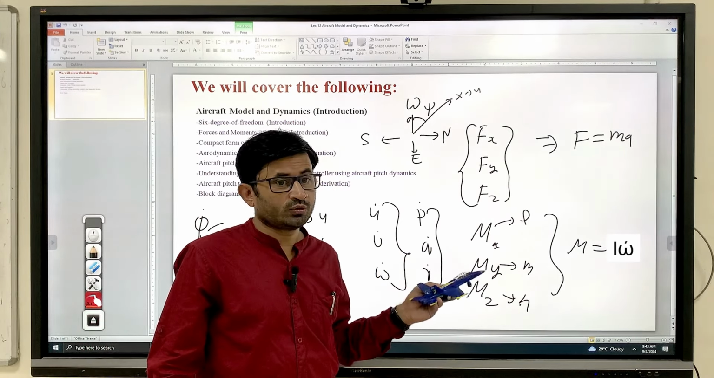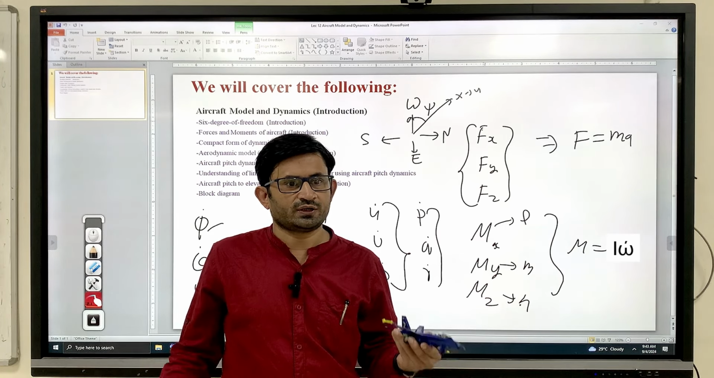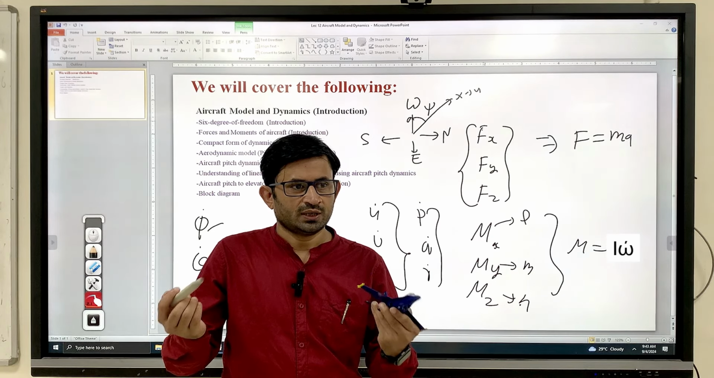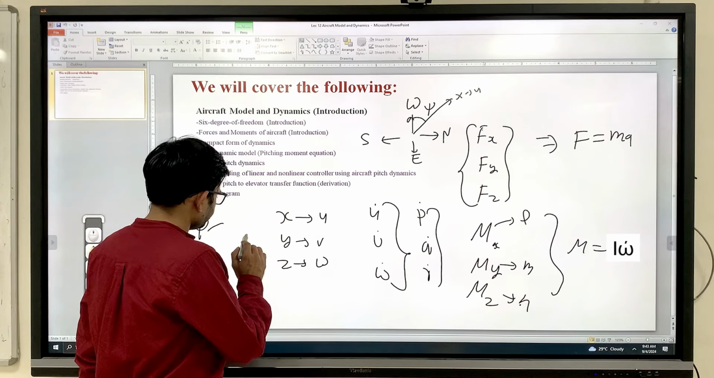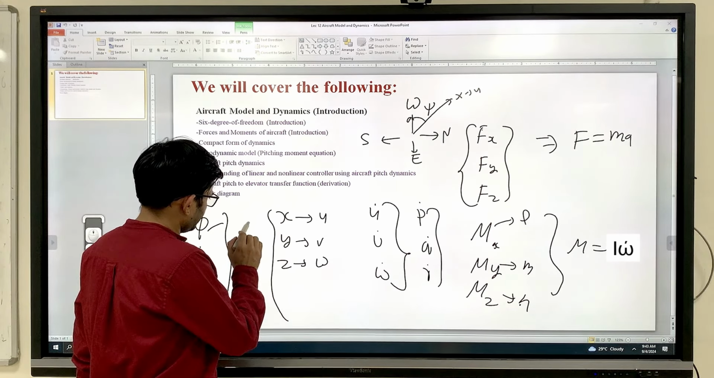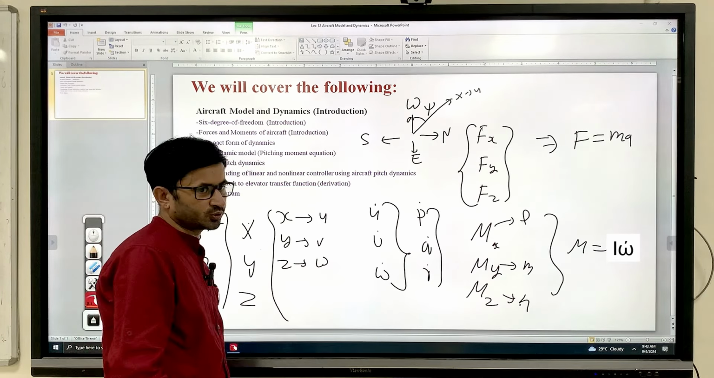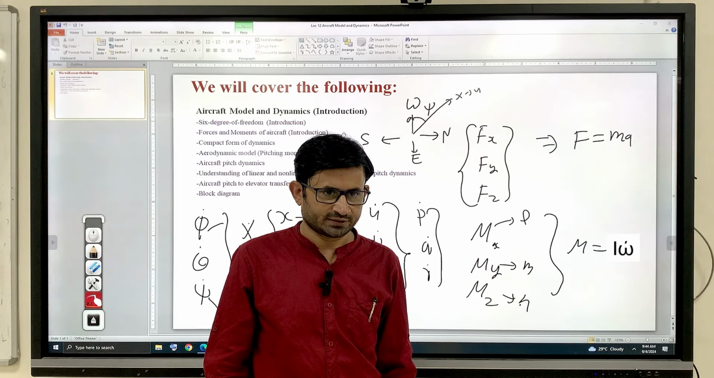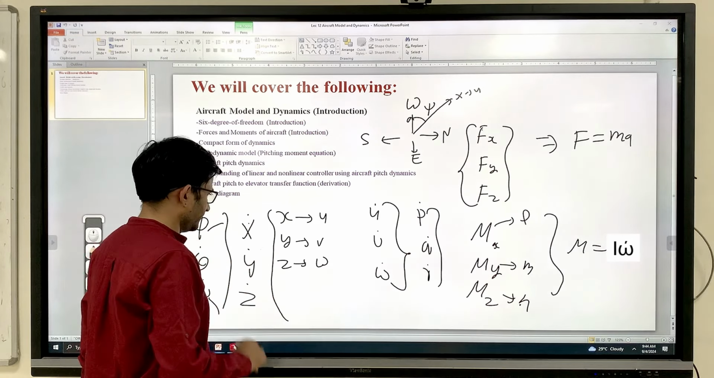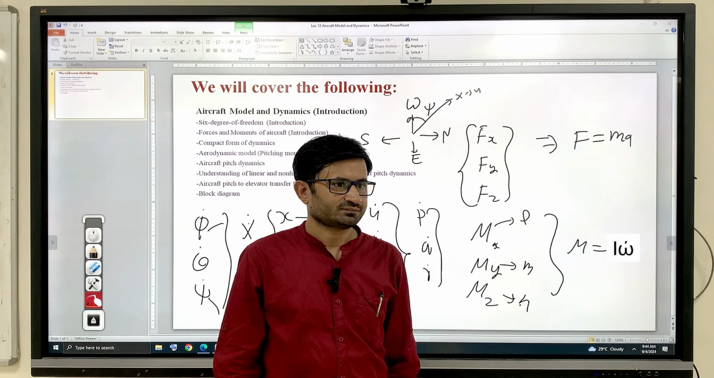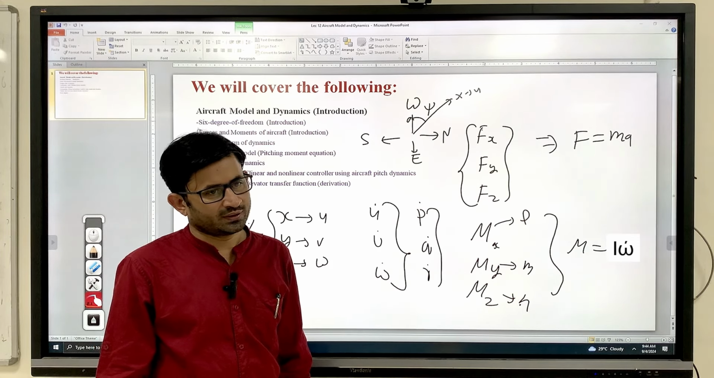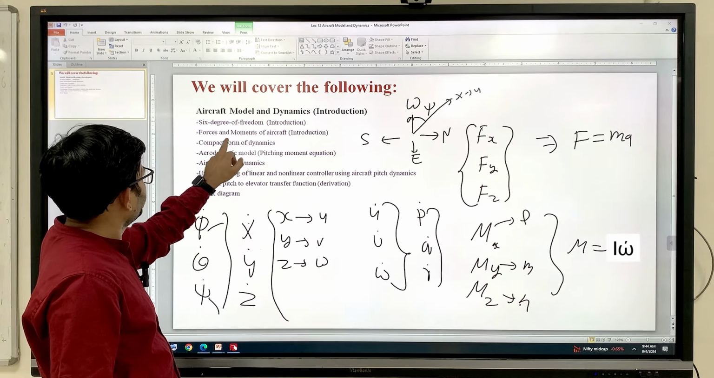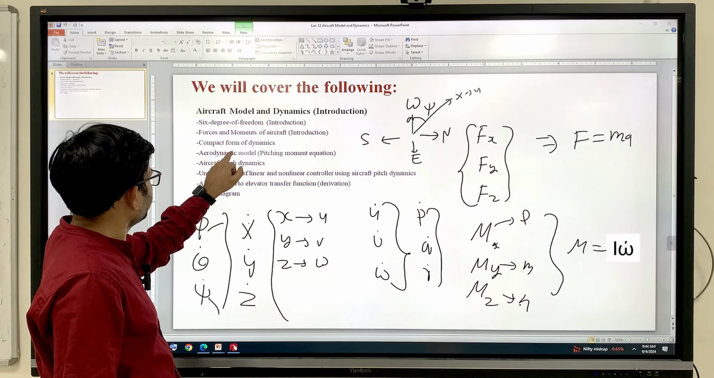These u dot, v dot, w dot are in which axis? Body axis, right? So if you transform from body axis to inertial axis, you will get something, right? So let's say x, y, z are the position. Position we always measure with respect to the inertial frame, and the derivatives of this are x dot, y dot, z dot. So how many equations are here? u dot, v dot, w dot, p dot, q dot, r dot, phi dot, theta dot, psi dot, x dot, y dot, z dot. So total is 12. So this part is clear, right? 6 degrees of freedom, forces and moments of aircraft, and I will write the complex form of the dynamics now.